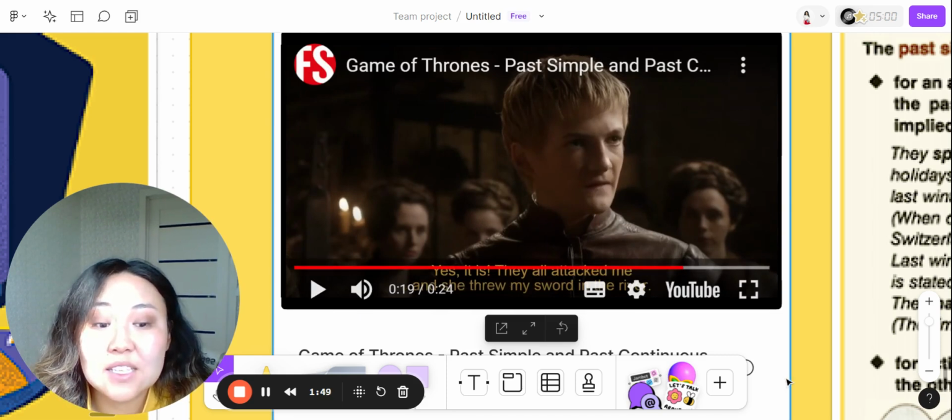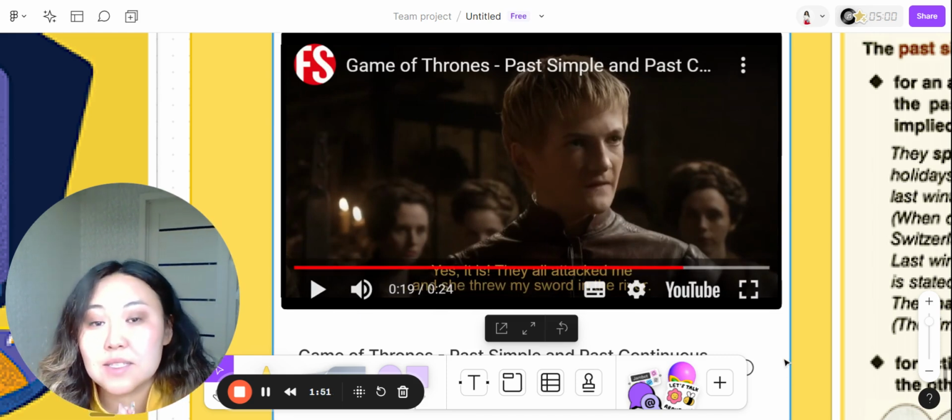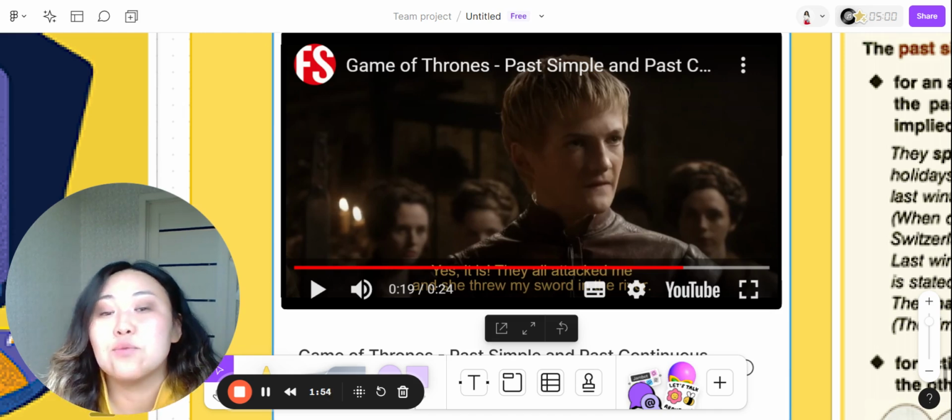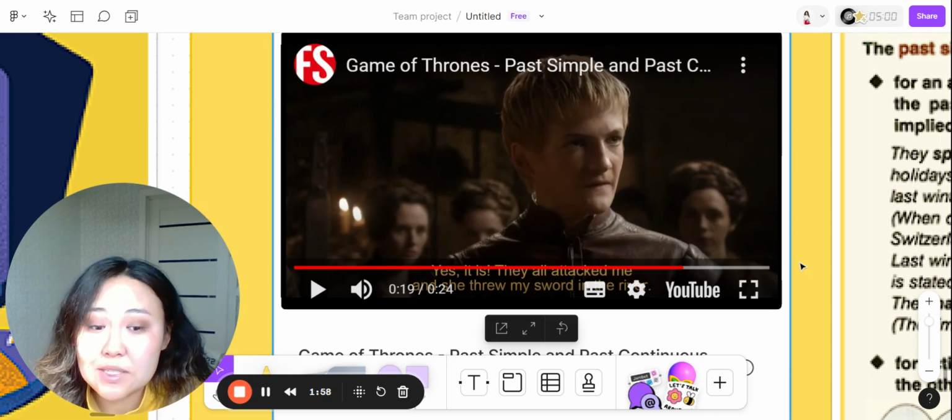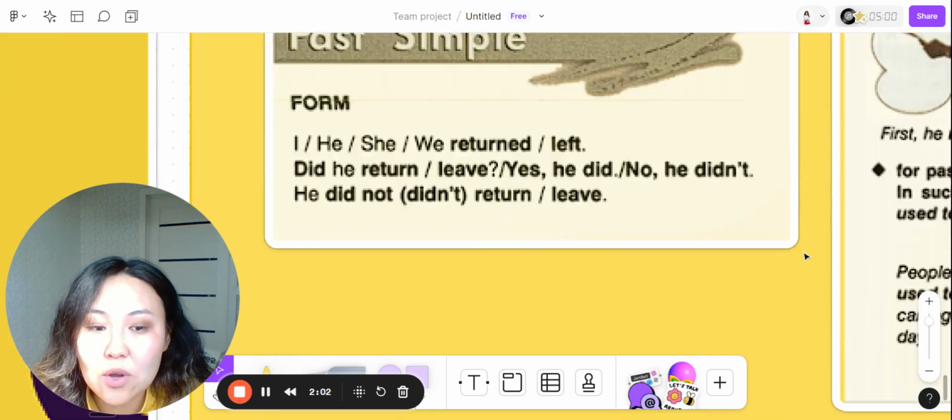They all attacked me. Again, we see past simple, but here attacked me. It's a regular verb. That's why it has ed ending. So this was an example. And then let's talk about the form.